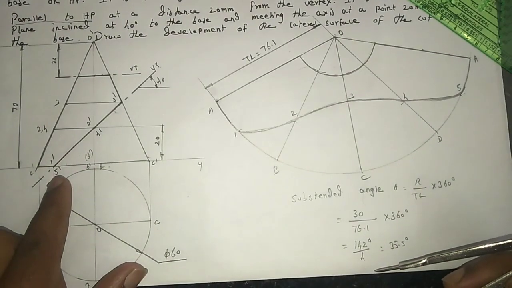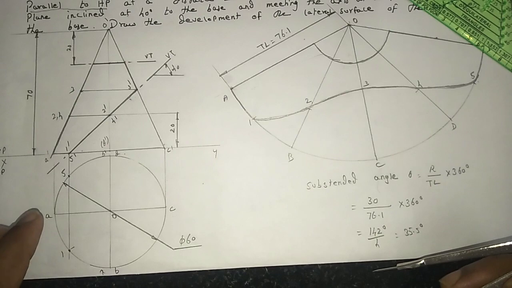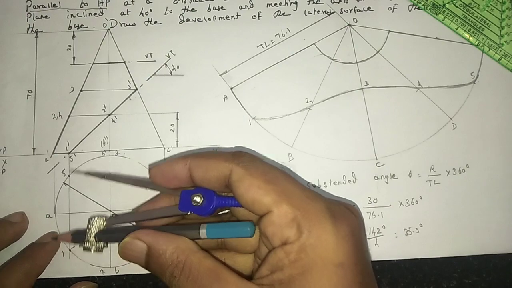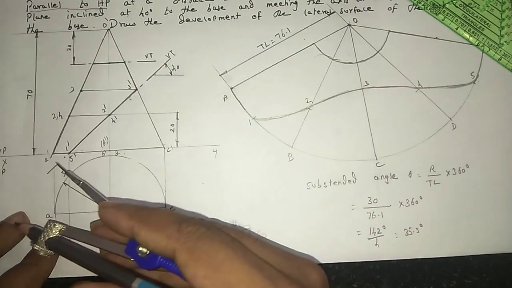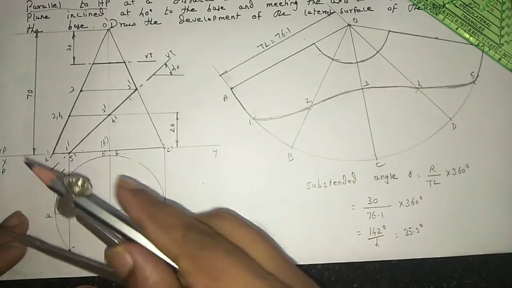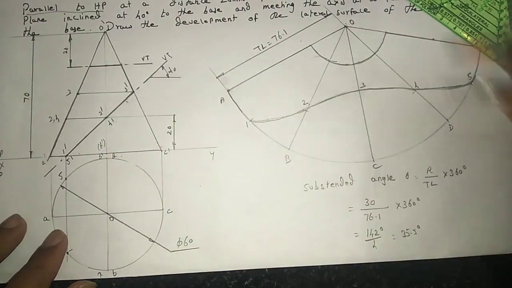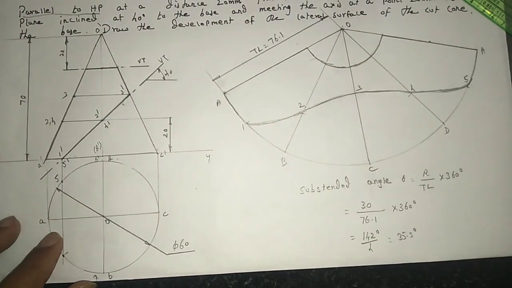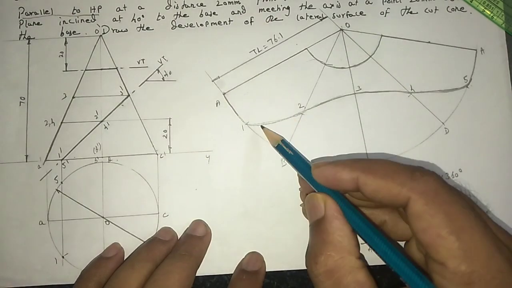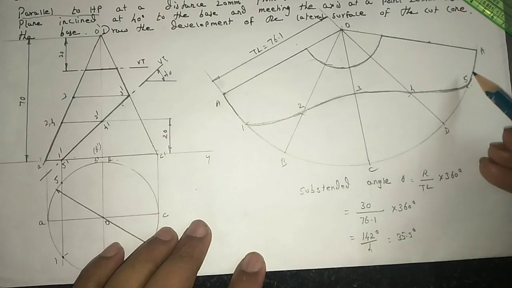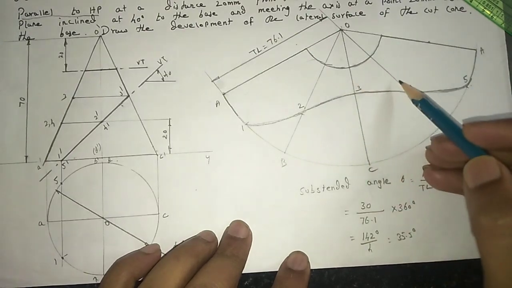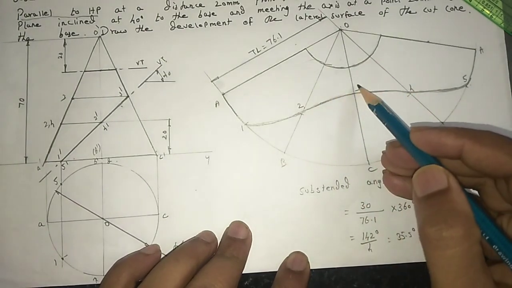And finally point 5 is located on the base, the back side of the base. We transfer the point to this portion. Point 5 is located on the back side of the base, in between A and D. We measure the distance A and 5, place the compass at point A and mark point 5. Finally we need to connect all the points by tracing a smooth curve. All the lines inside this are imaginary, so we do not need to darken any of the inside lines.